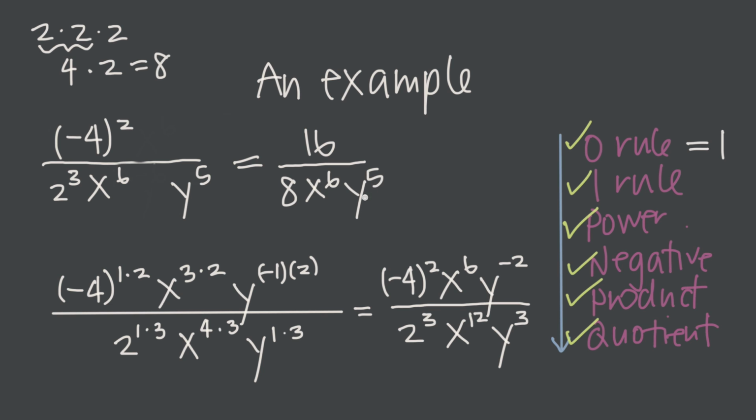And remember, whenever you get to the end, you always want to make sure that there's nothing else you can reduce. In this case, we see that we have 16 in the numerator and 8 in the denominator, which means we can factor out an 8. So we know that 16 is the same thing as 8 times 2. And because we have an 8 in the numerator and the denominator, and because everything in the numerator is multiplied together and everything in the denominator is multiplied together, we can cancel those 8s, and we're just left with the 2 in the numerator. So then our final answer is 2 divided by x to the 6th, y to the 5th.